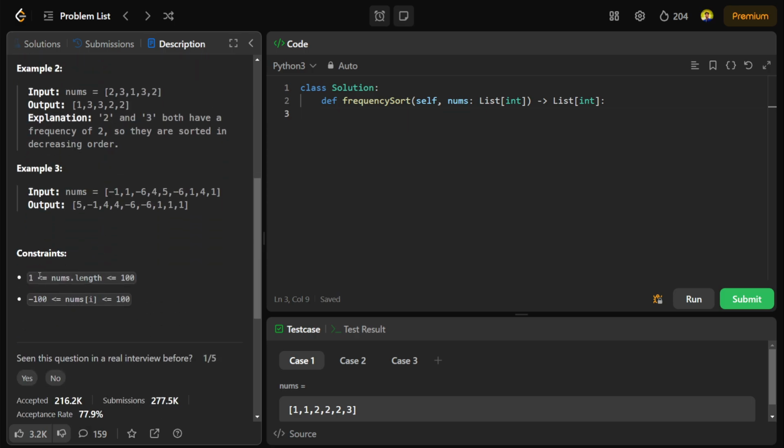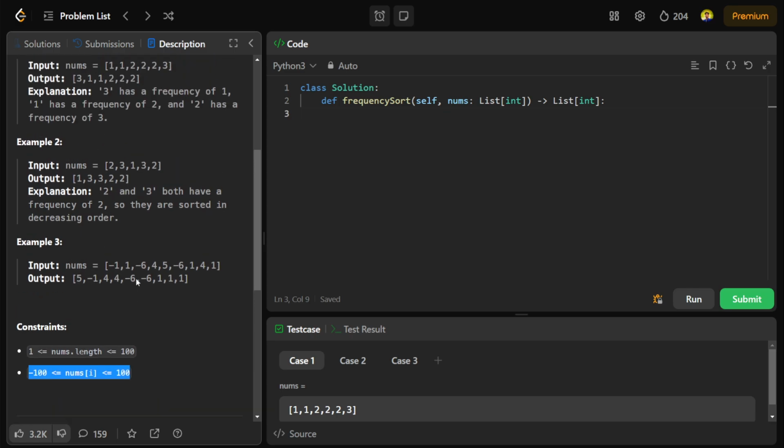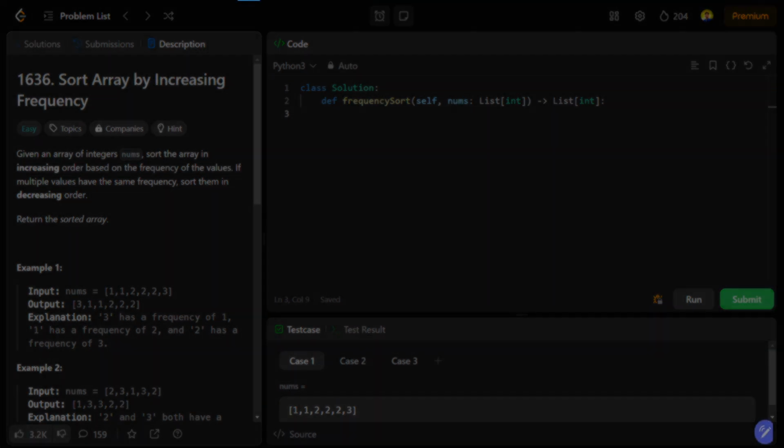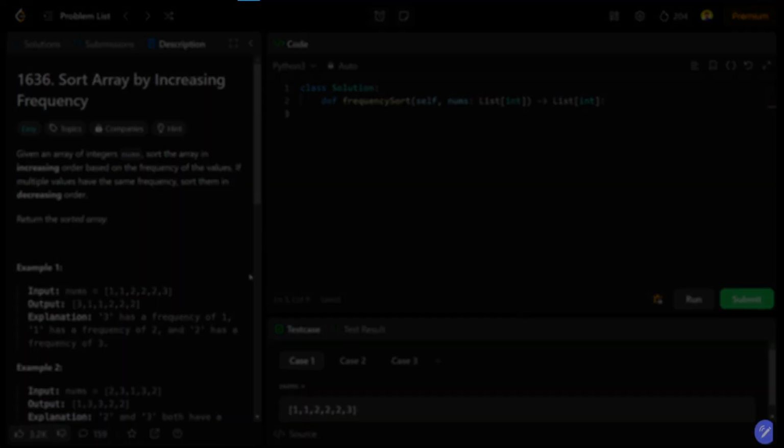Let's see the constraints. They are saying the length of the array can range from 1 to 100, and the numbers inside the array can range from -100 to 100. So let's take an example and see how we can do this question. I have this nums array, and here I have some elements: 1, again 1, 2, 2, 2, and 3. So I have taken the first example itself.